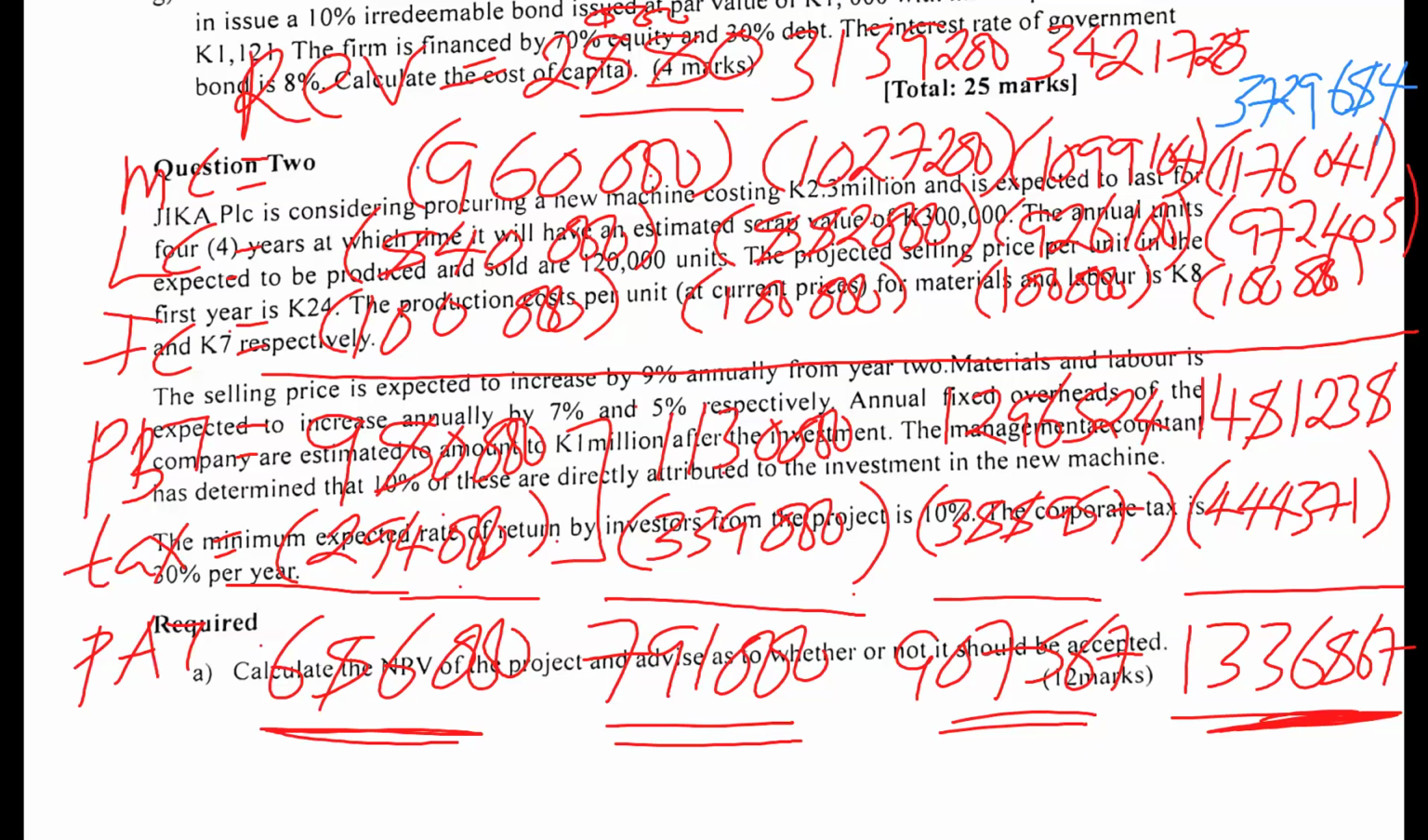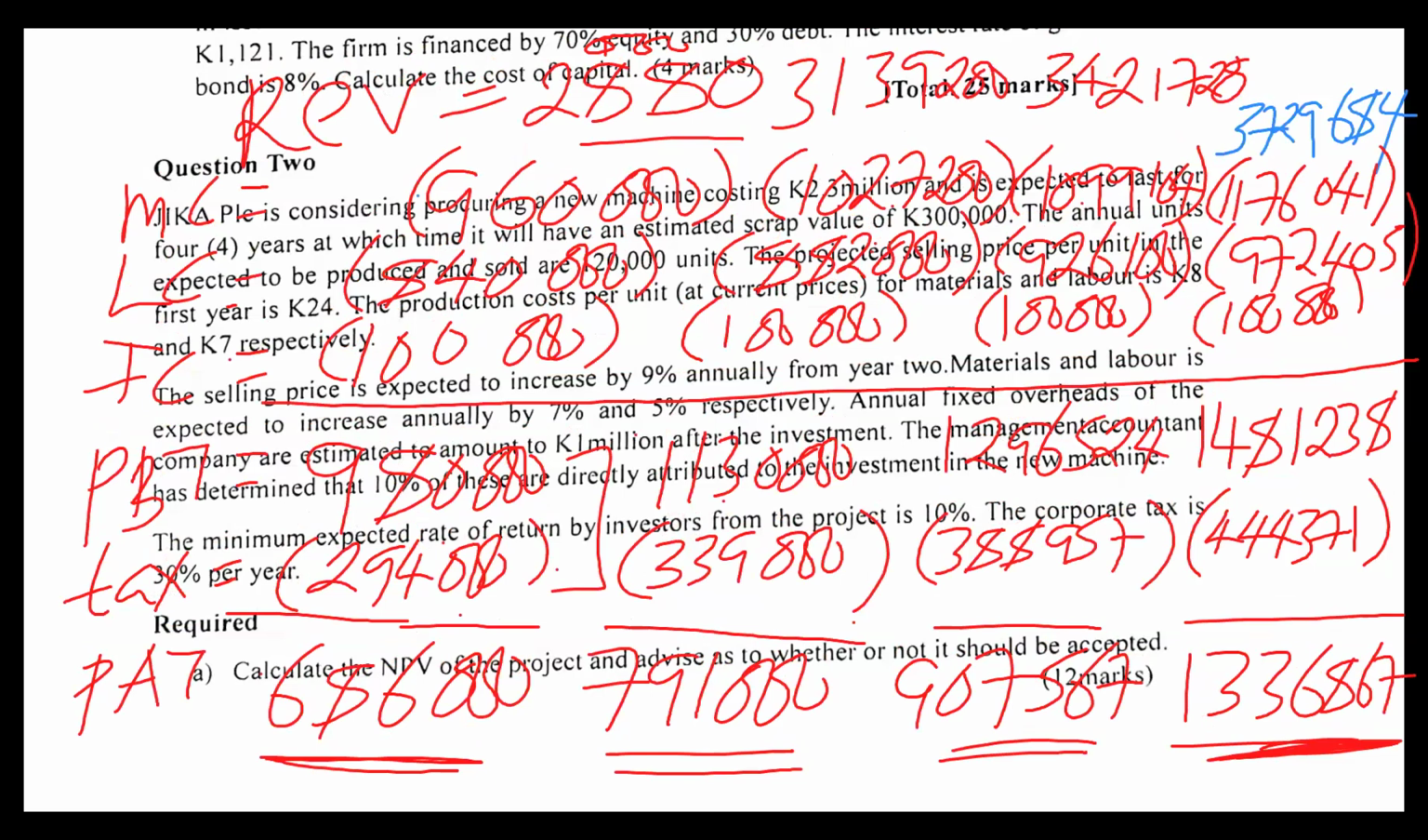All right, colleagues, this is what we have. And so have you understood how we come up with the last figure? Yeah? The fourth cash flow. Are you good?